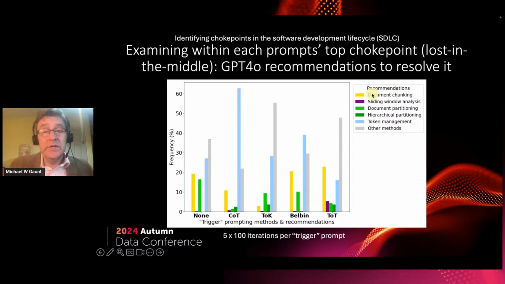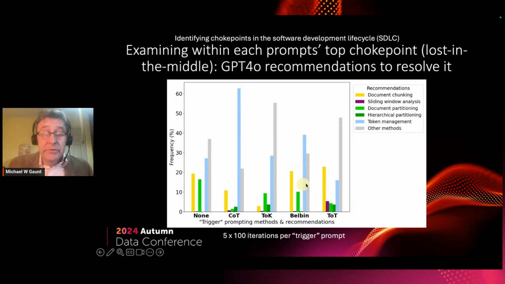So for chain of thought, here are different solutions. Document chunking, this is the one that I would strongly favor. Document partition and document chunking are the ones that give the answers, from my experience. Sliding window analysis, this is very cool. I like it. We won't go into it, but it does work. I got it working. Hierarchical partitioning and token management. So they give different responses over the 500 queries. Chain of thought thinks it's just about managing the tokens. That's definitely not true from my experience anyway.